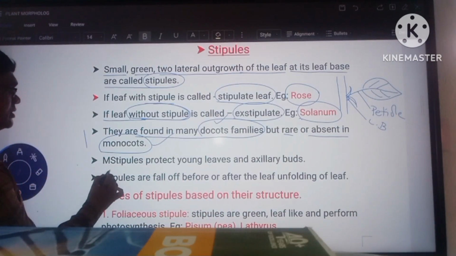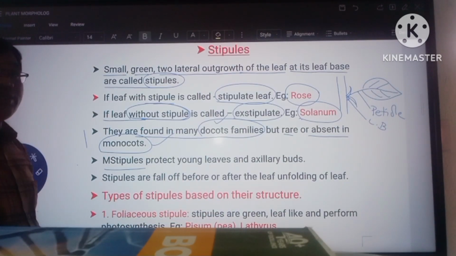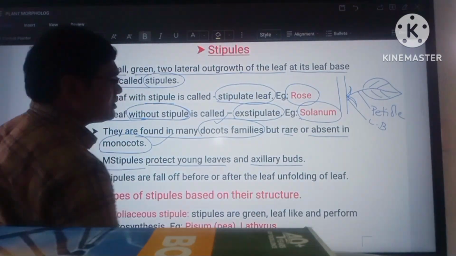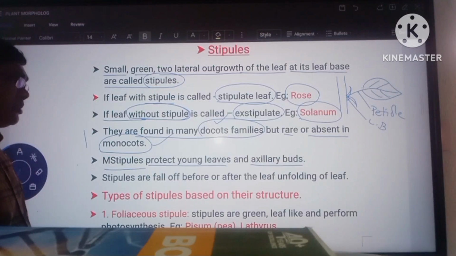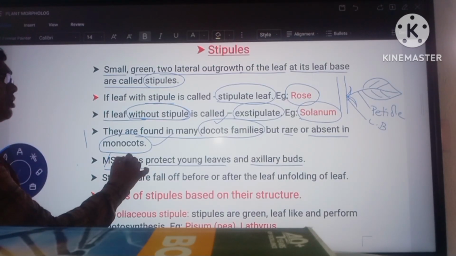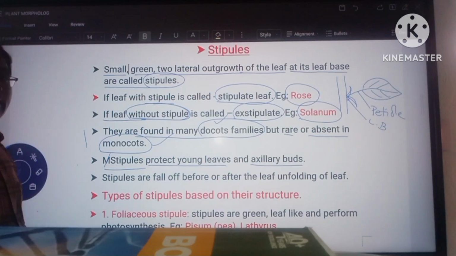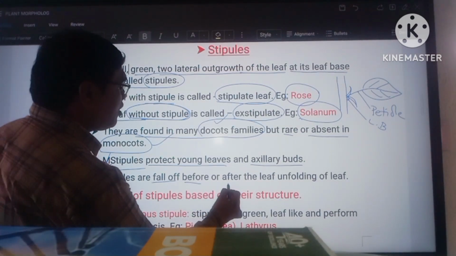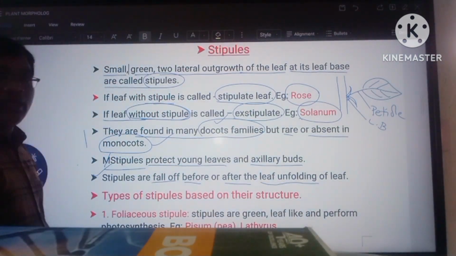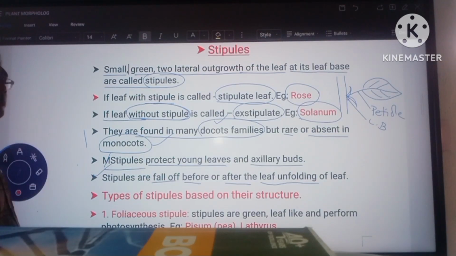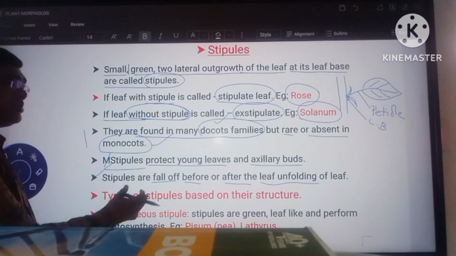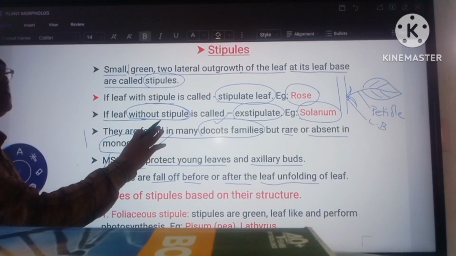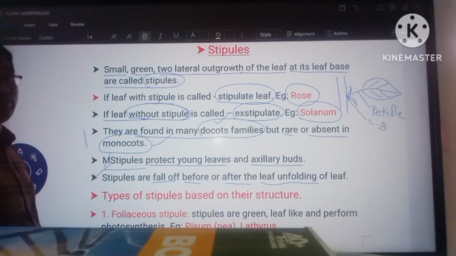Next, what are the main functions of the stipules? The stipules protect the end leaves and axillary buds. Means the stipules protect the end leaves and axillary buds. Next, stipules fall off before or after the unfolding of the leaf. So these are some important introductory points related to stipules.